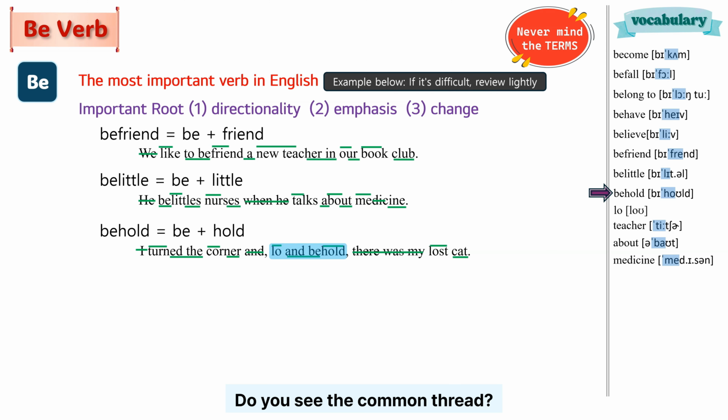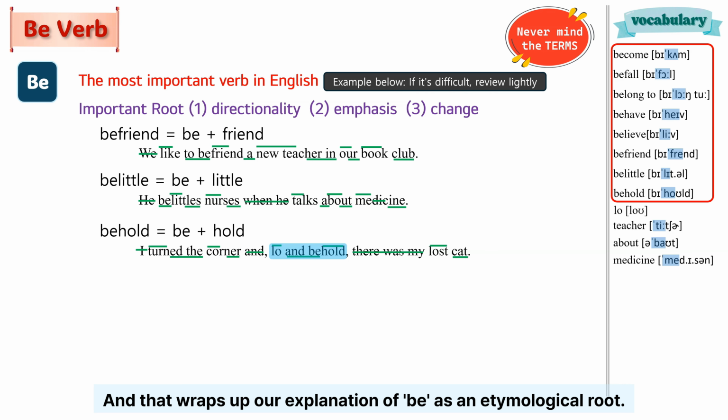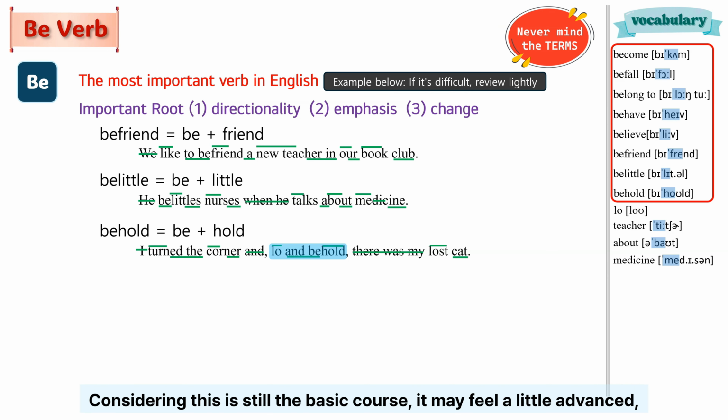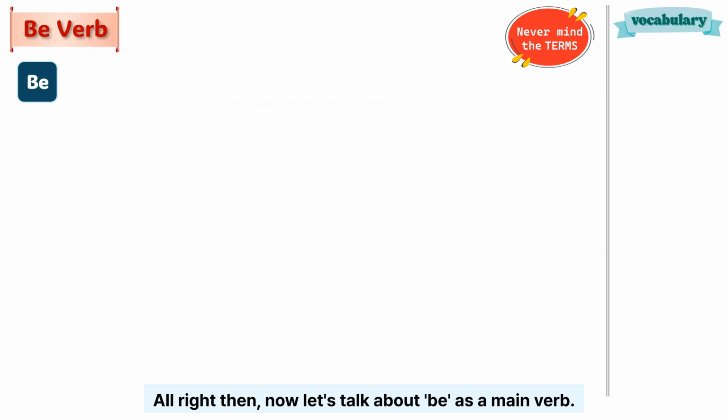Do you see the common thread? All verbs that come from the be root have their stress on the second syllable. And that wraps up our explanation of be as an etymological root. Considering this is still the basic course, it may feel a little advanced, so it's totally fine to just review this part lightly. Alright then, now let's talk about be as a main verb.